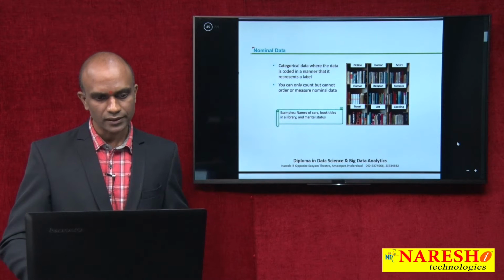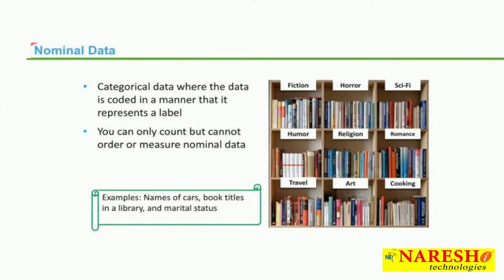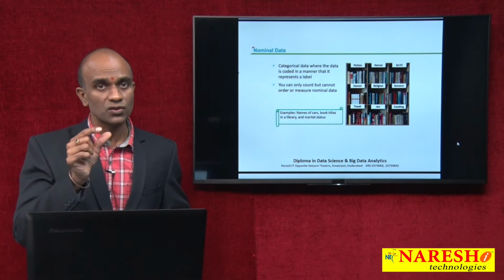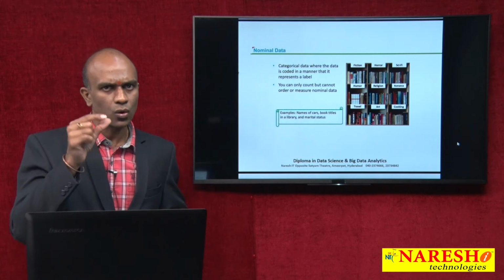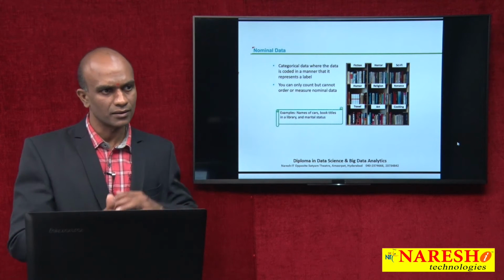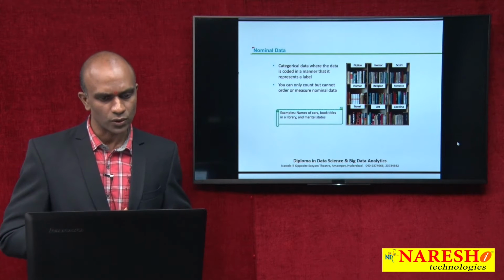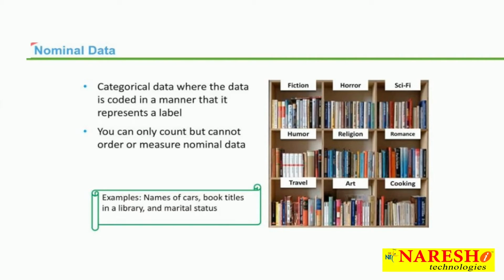Moving on, nominal data. It is categorical data. Categorical in the sense that it is something which we can categorize. If you take a library, a group of books could be categorized as romance, a group of books could be categorized as humor, religion and things like that, okay? So that is what we mean by categorical data. It is coded. We're giving some kind of code and referring to a bunch of books as romance and things like that. That's what we mean by coded. And they're representing a label, guys, okay?